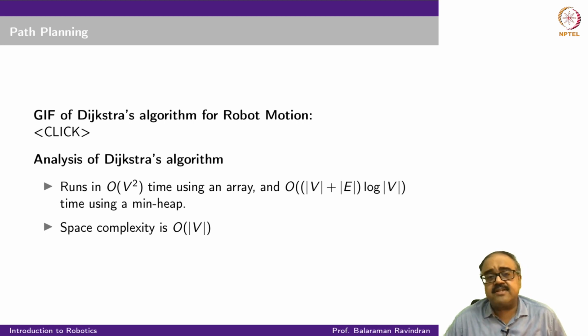And of course, the space complexity is still order of v. The same things that you stored earlier, you have to store now, right? Whether you have visited the node and what is the previous node, right? So we still have to store that.